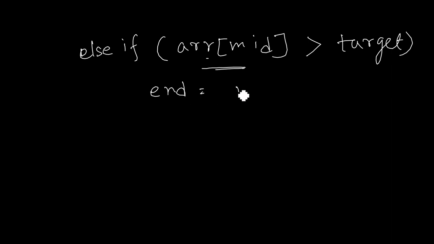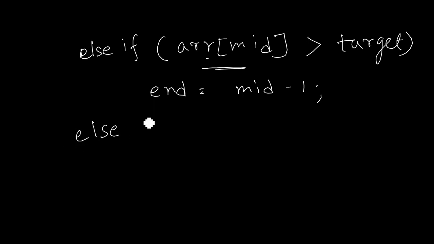We will simply make end equals mid minus 1, because anyway start is the same, and we can keep the start pointer there only, and mid is also not our candidate, and every element to the right of the mid is not our candidate. So our search space will be start to mid minus 1.